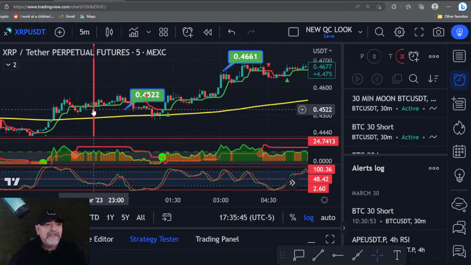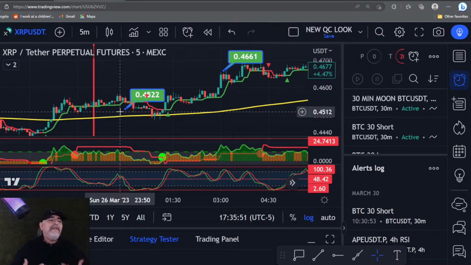All right, so now, guys, let me finish this up. So right here, that's our entry right there. Which indicators are the moon? Slick, are you in the academy?